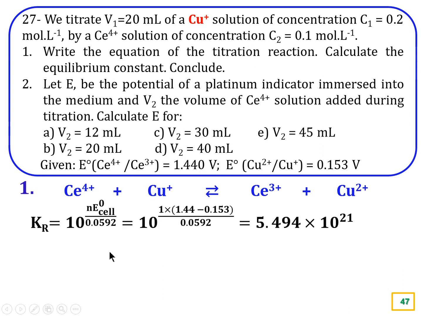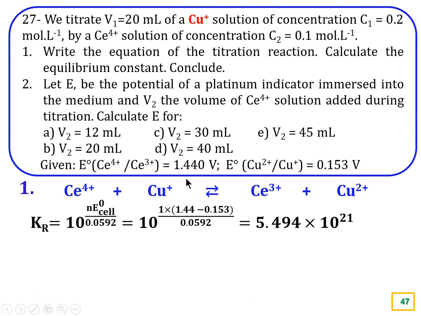The equilibrium constant K of the reaction is given by the relation 10 to the power n' E0 of the cell. But since the number of electrons exchanged in the couple cerium 4+/cerium 3+ is 1 and in Cu+/Cu2+ is also 1, n equals n'. In this case, K is given by 10 to the power n E0 of the cell divided by 0.0592, and n, the number of electrons exchanged in the reaction, is equal to 1.